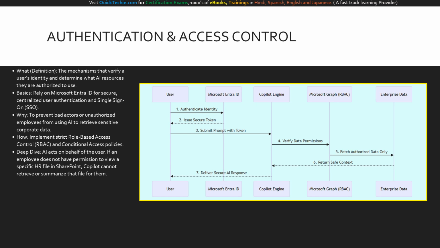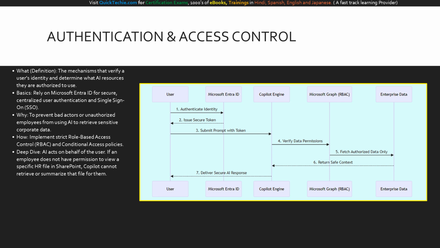Our next pillar is authentication and access control. What is this? It is the digital checkpoint that verifies exactly who a user is before they can ask the AI a single question. The basics rely heavily on Microsoft Entra ID, which provides secure, centralized user authentication and single sign-on.